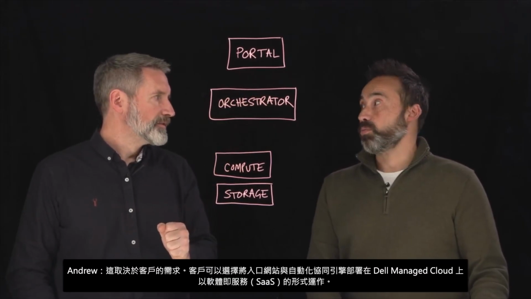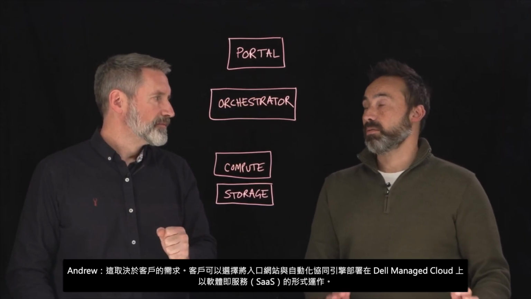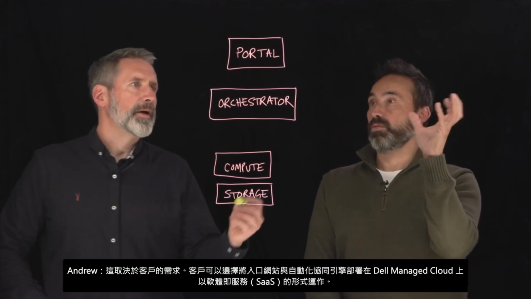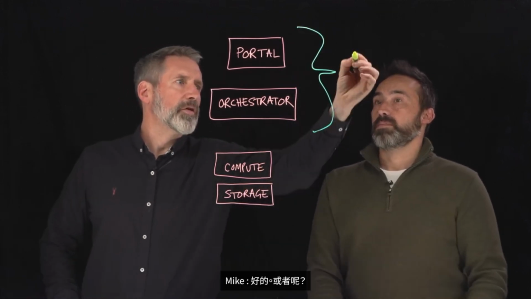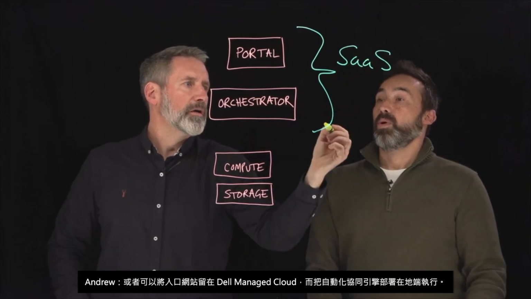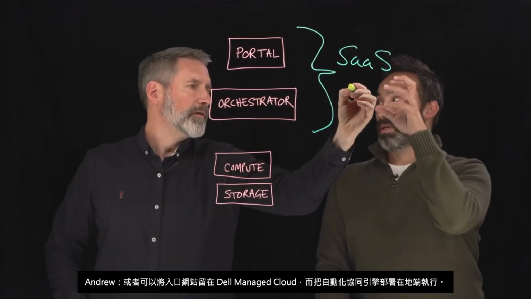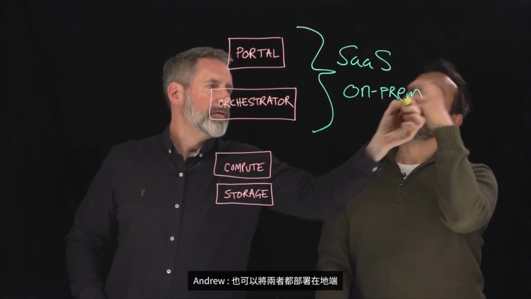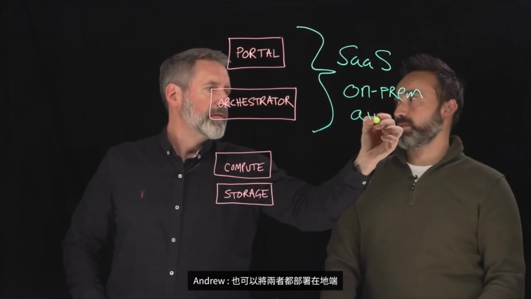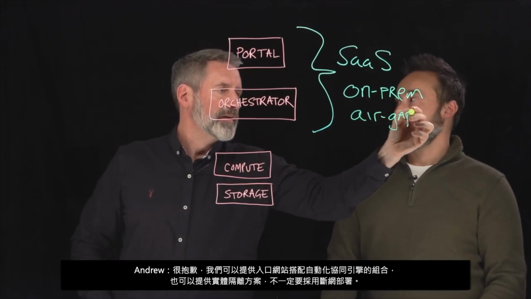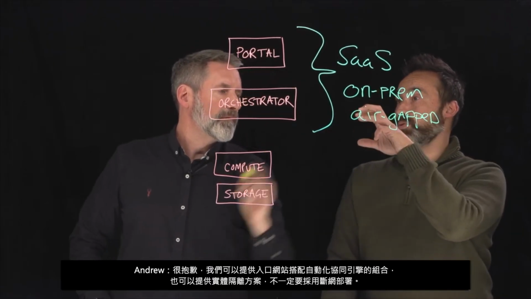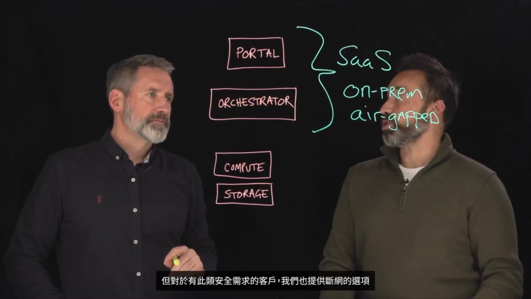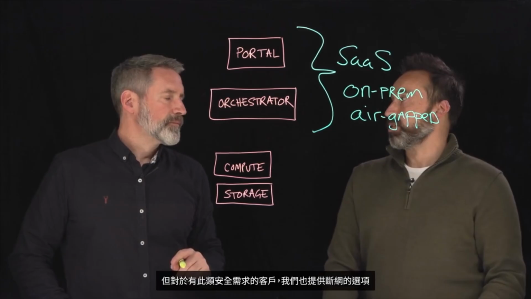So it depends on what the customer wants. There's the option to run the portal and the orchestrator in Dell Managed Cloud, so as software as a service. Or you can keep the portal in Dell Managed Cloud and run the orchestrator on premises. Right. Or run them both on premises as well, so we can do an air-gapped offering. It doesn't have to be disconnected, but we have the option of doing disconnected for customers who need that security.